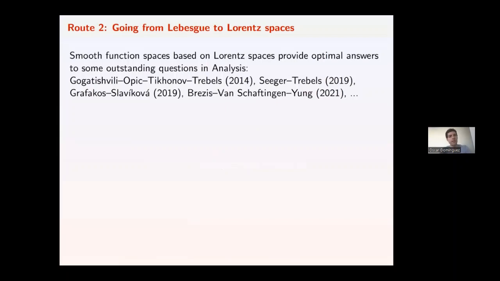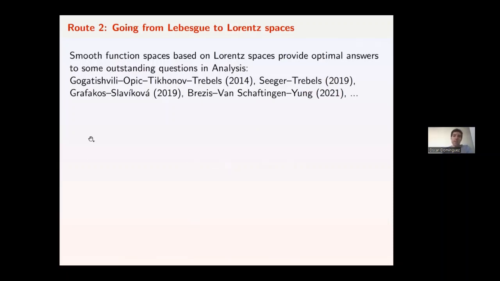Now let me recall a second alternative to embeddings into BMO. The philosophy of this second alternative can be summarized in the following statement: going from Lebesgue to Lorentz spaces. In recent times, there is a growing interest in working with smooth function spaces based on Lorentz spaces, because they provide optimal answers to some outstanding questions in analysis.